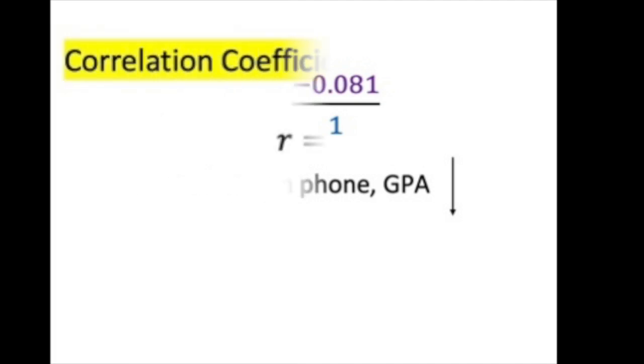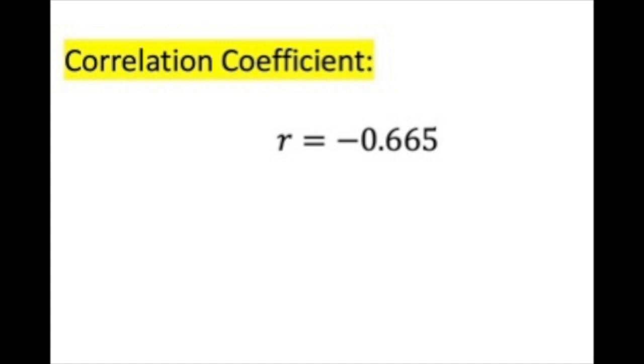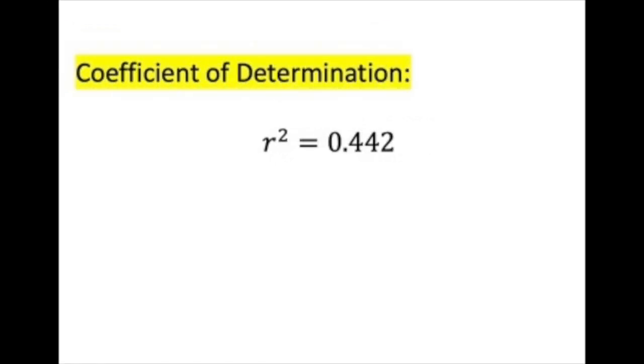Next, we also found our correlation coefficient, which is negative 0.665. Then I found the coefficient of determination, which is the r squared, which is 0.442. This basically means that there's about a 45% chance that these two variables are related. Although it's less than 50%, I do believe strongly that the variables are related, and like my data shows, there is a trend going downwards.